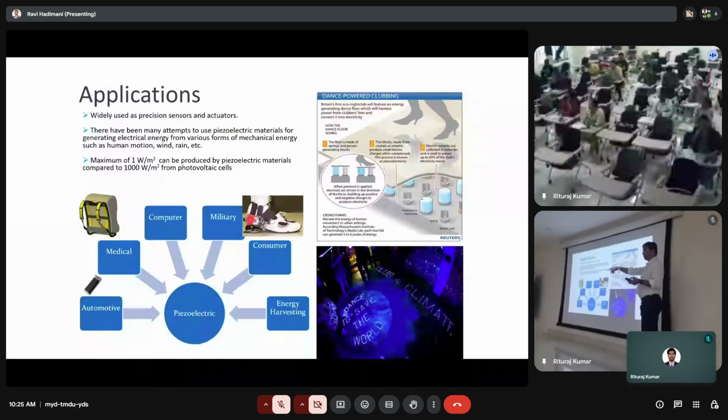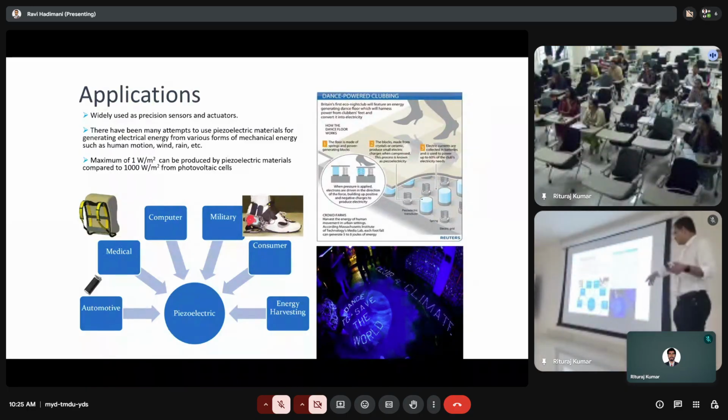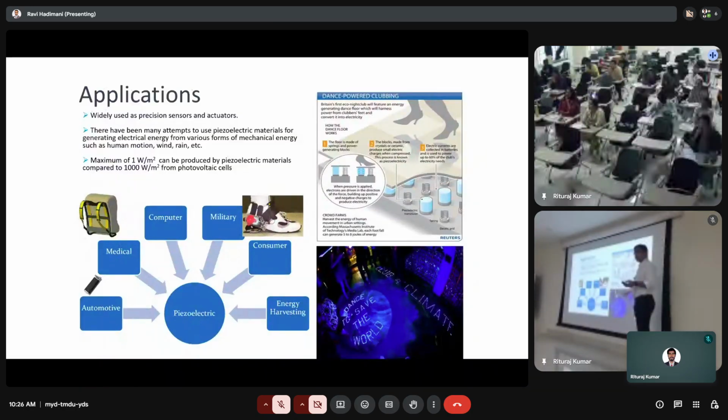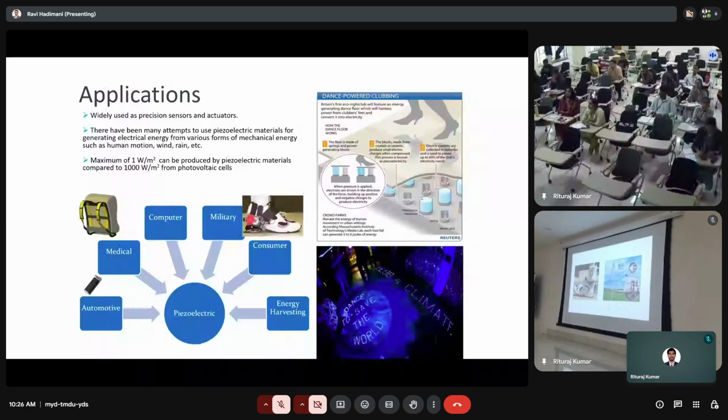And this is the one where you are talking about the Japanese floor, but this is also done in London. A dance club made the floor with piezoelectric polymer, and they were powering all their LEDs on that dance floor with the piezoelectric polymer. So that's how you can generate voltage, okay? So you can produce electricity out of human motion or any other motion.